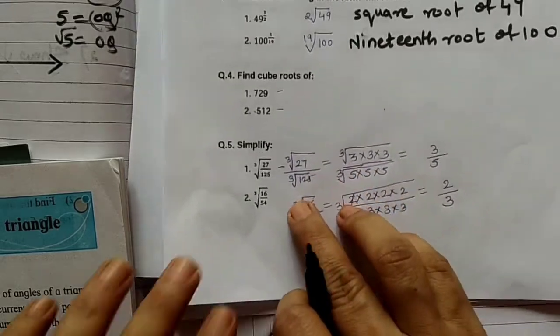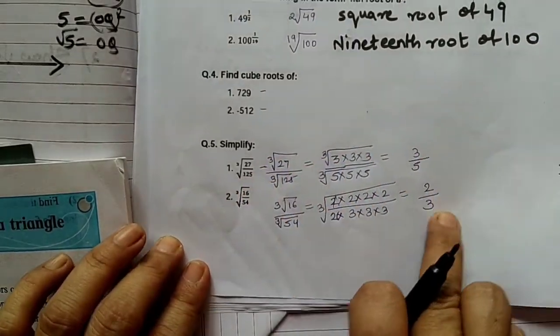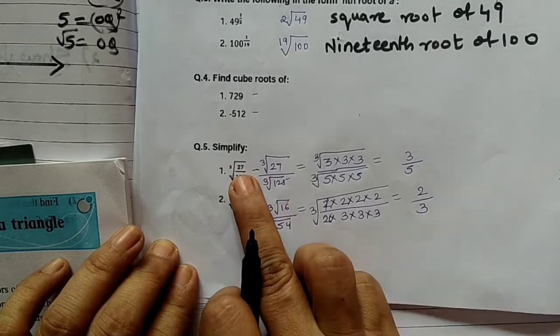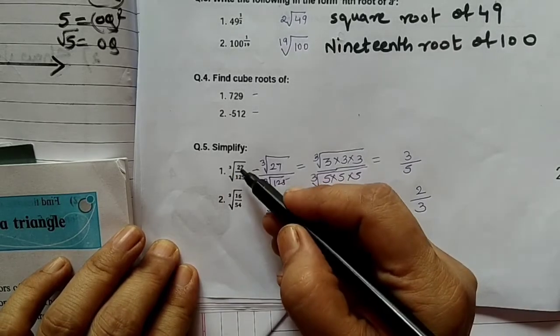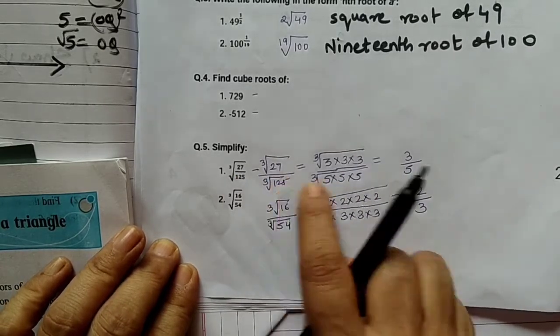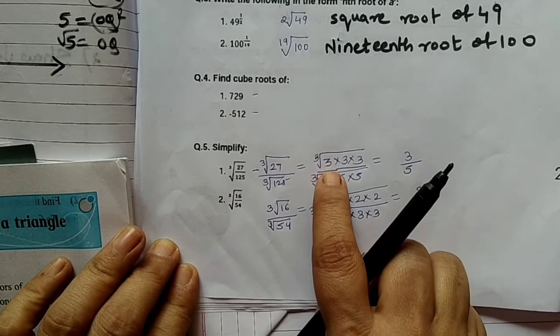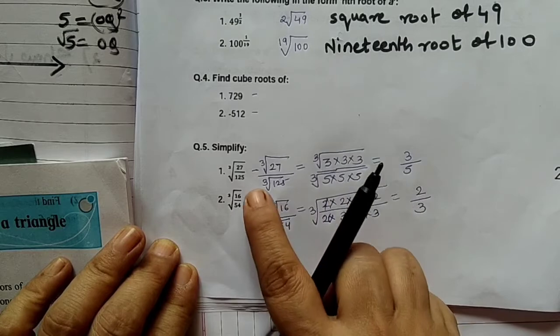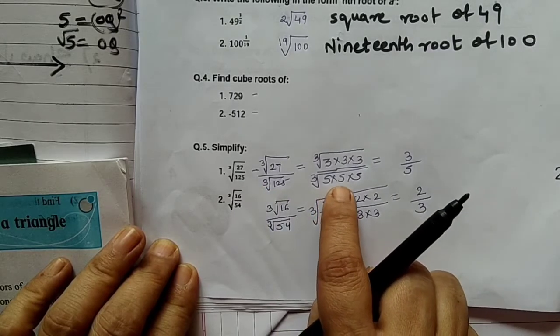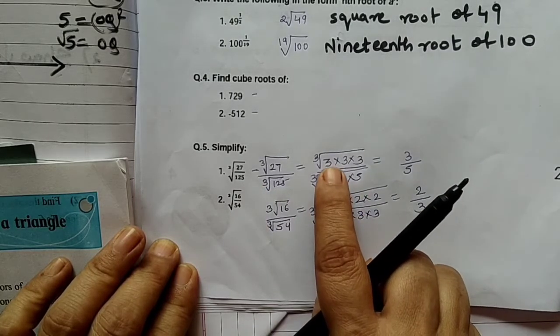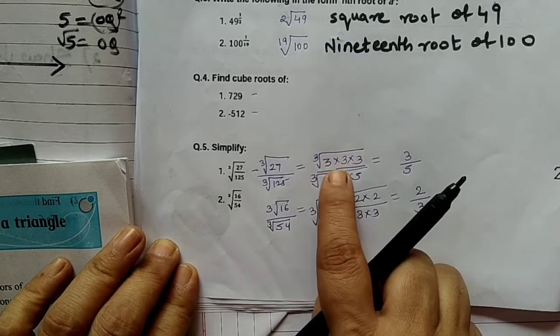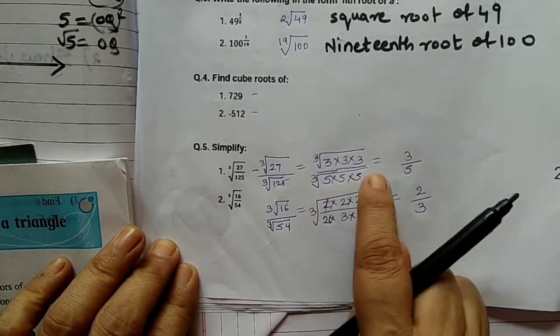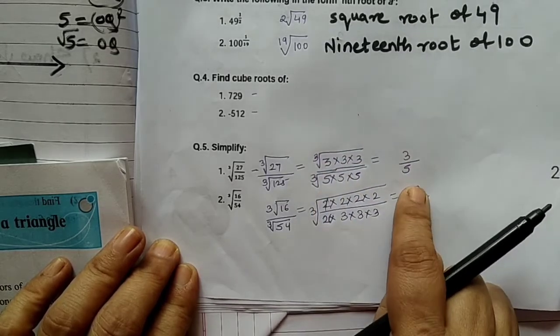This sum 5, this part. Simplify. Now this is cube root of 27 upon 125. So cube root of 27, 27 will factorize, that is 3 into 3 into 3. 125 also can be factorized, it is 5 into 5 into 5. So cube root means out of these 3 we have to take one part, so 3. Out of these 3 we have to take one part, so 3 upon 5.